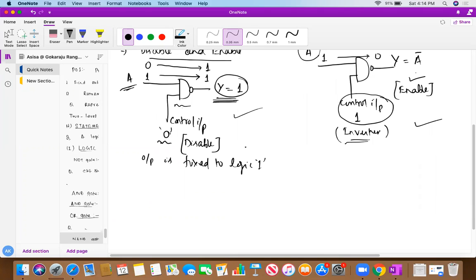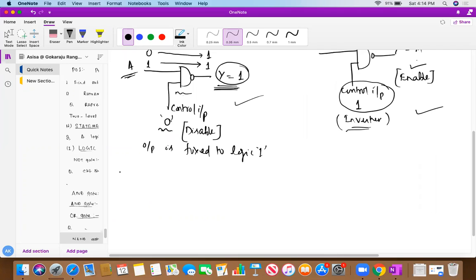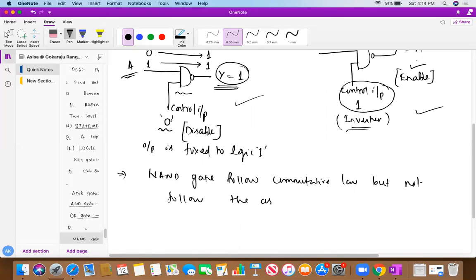So the NAND gate, we also know that the NAND gate follows the commutative law. NAND gate follows the commutative law, but it doesn't follow the associative law. Very simple. As you have already seen many things like this, it doesn't follow the associative law.